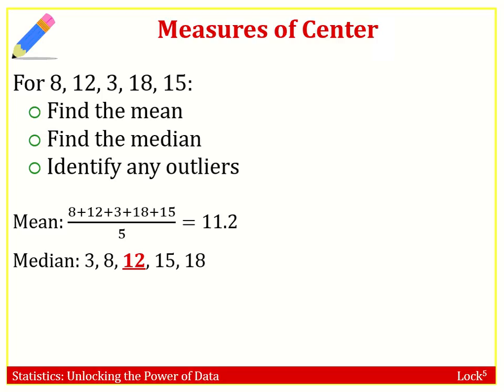An outlier is any data value that's significantly different than all the rest. Now, there's nothing that's obviously an outlier, but you might consider your 3 here to be an outlier because it's quite a bit different than the rest. But we'll formalize what outliers are a little bit farther into this lesson.